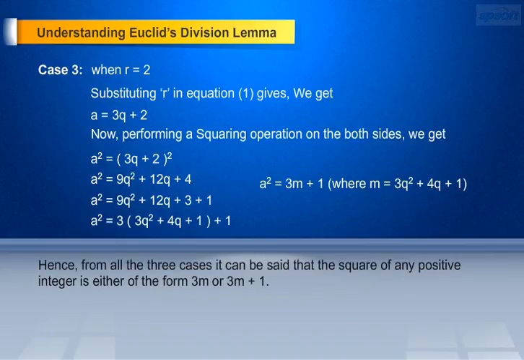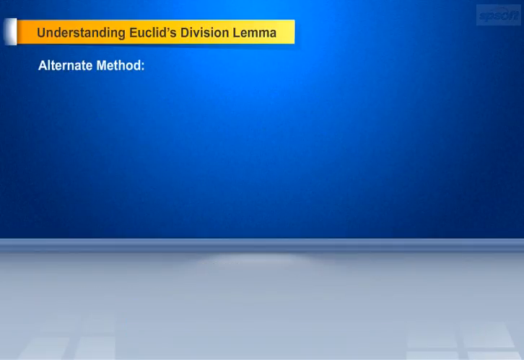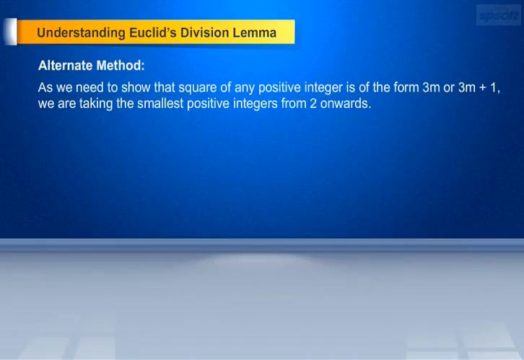Hence, from all the three cases it can be said that the square of any positive integer is either of the form 3m or 3m plus 1. Note, this problem can also be solved in an easy manner as follows. Alternate method. As we need to show that the square of any positive integer is of the form 3m or 3m plus 1, we are taking the smallest positive integers from 2 onwards.